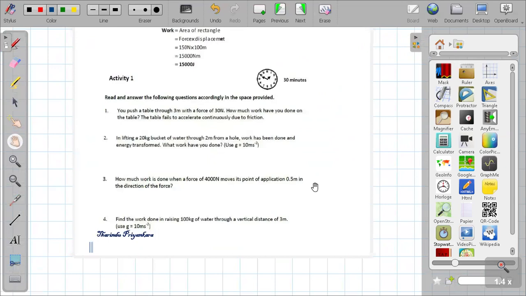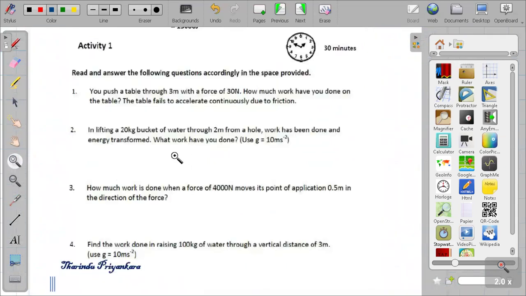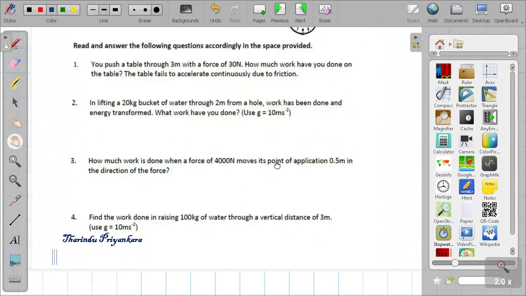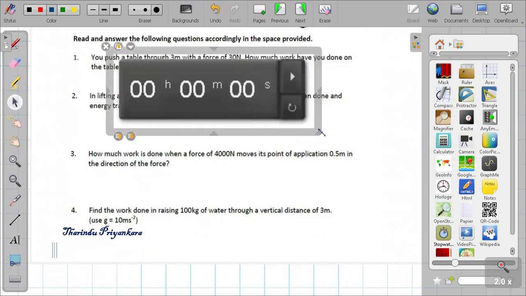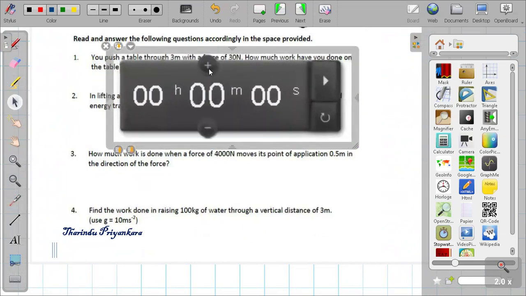Shall we try these 4 questions? Very simple questions are there. I'd better give you a maximum of 12 minutes to do this. You get 3 minutes for one question. Your time allocation begins now.